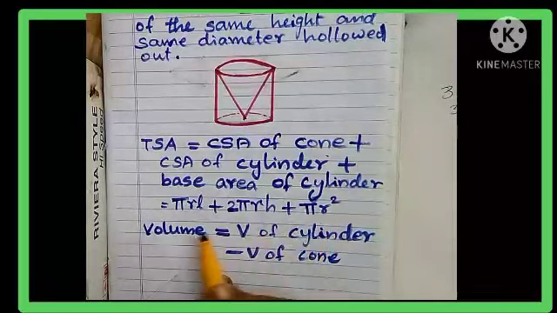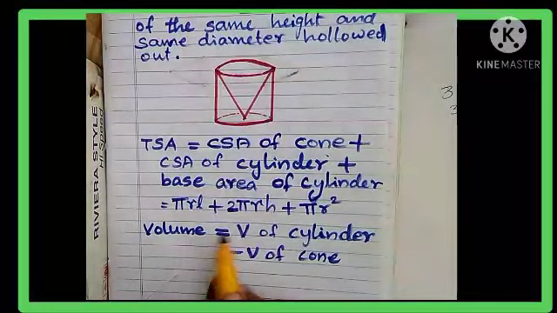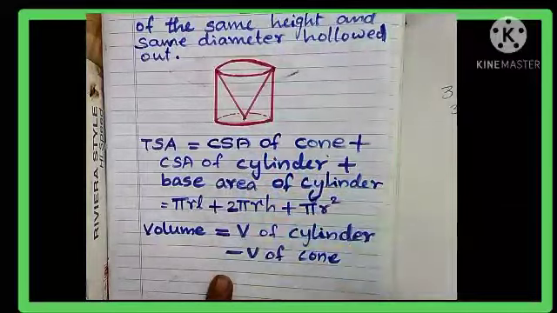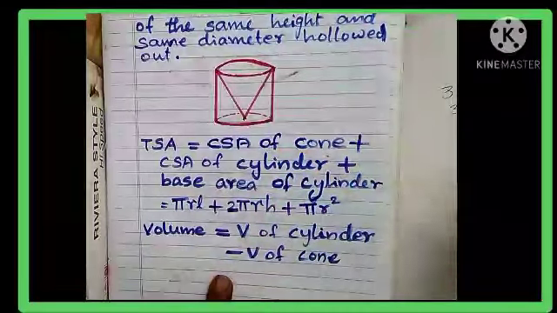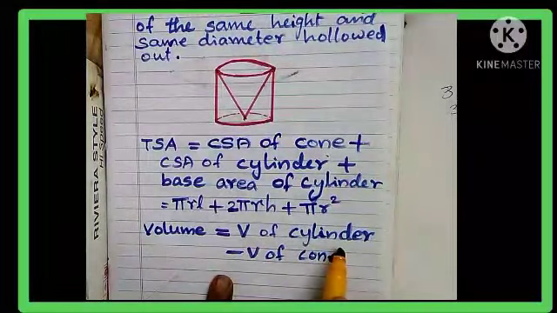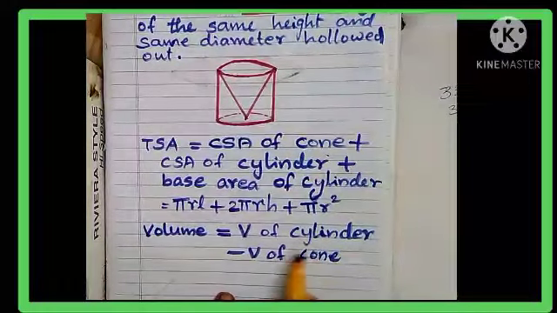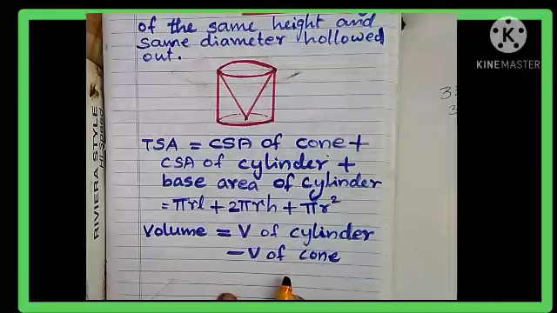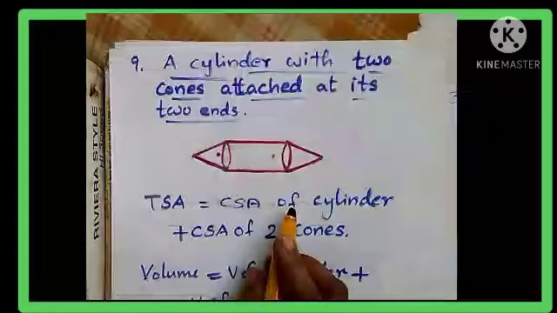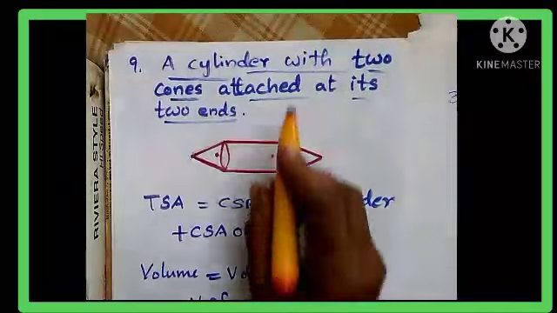Understand? Now, how we can find the volume? We know that a conical cavity is taken out, that wooden portion taken out. So, volume of the cylinder minus volume of cone. Clear?